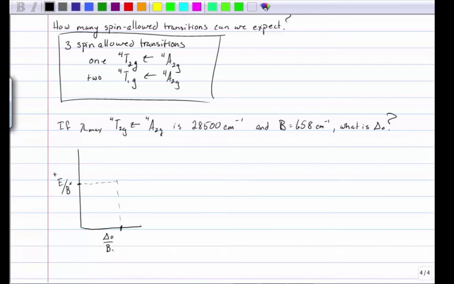So in this case, we want to find E over B. So E over B is going to be equal to 28,500 centimeters to the negative 1 divided by 658 centimeters to the negative 1. What number is that? Well, it's about 43. It's 43.3. It's a unitless number. So then you take this and you follow this y value to the T2.